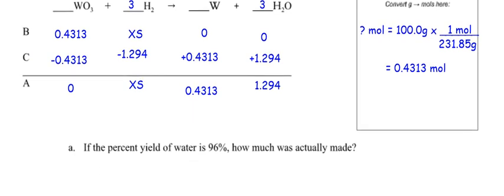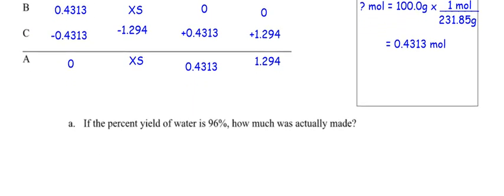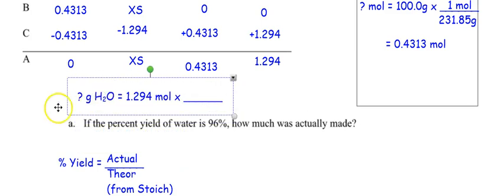All right, here we go. So it says if the percent yield is 90%, how much is actually made? Well, how do I find percent yield? All right, percent yield is actual over theoretical, right? From stoichiometry. So I have a problem. I don't know the actual. I'm being asked to solve for that. And I don't know theoretical. Oh, I got to solve for that. I need to find grams of water that I should make. Oh, that makes sense.